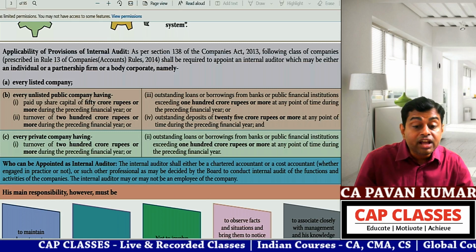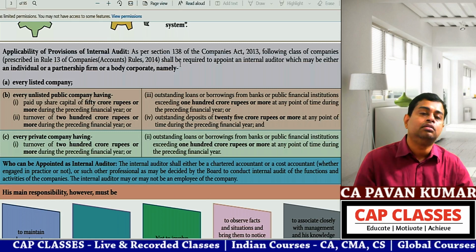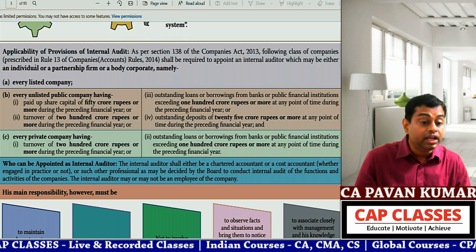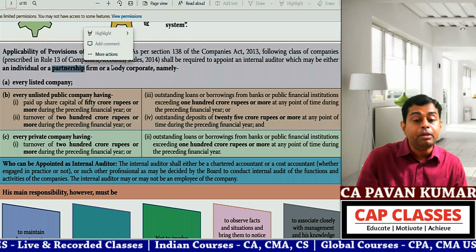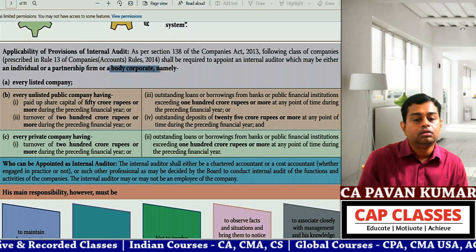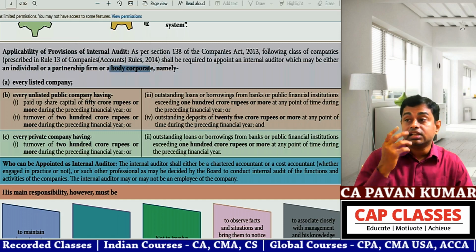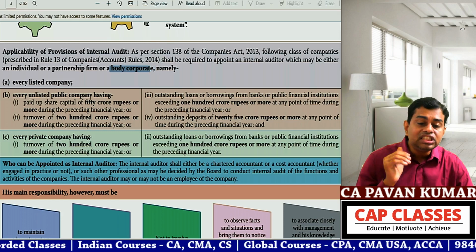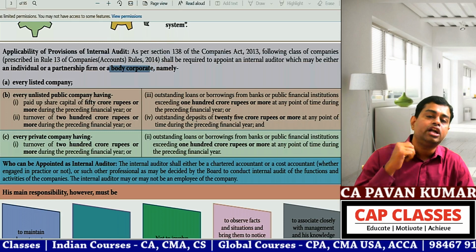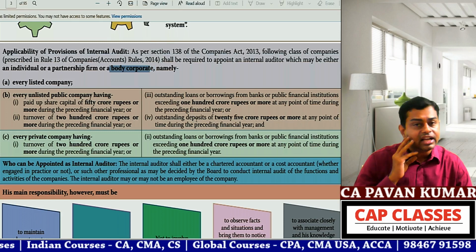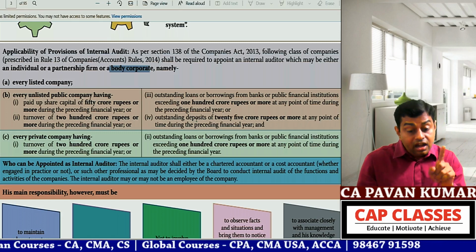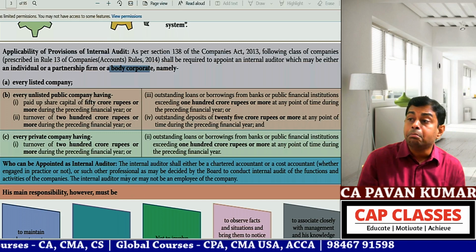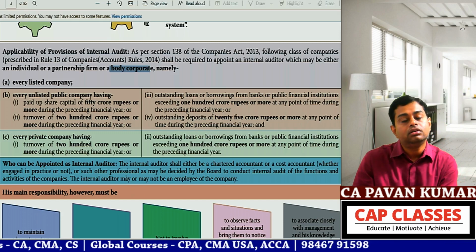So the board of directors can appoint anyone. He can be an individual, he can be a partner, it can be a partnership firm, or it can be a body corporate also. Consultancy, there are consultancy companies. So this is what we call outsourcing internal audit to a firm or consulting company. Possible. Internal audits can be done by body corporates. That is what clearly they said. And the internal auditor may or may not be an employee of the company.